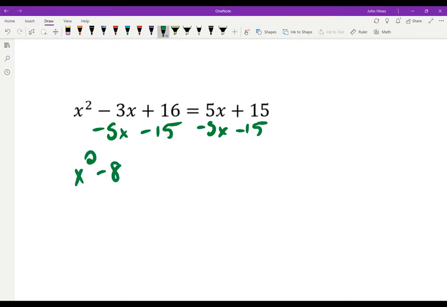X squared minus 8x plus 1 equals 0. I'm definitely not going to factor this, because what multiplies to 1 and adds to -8? So this is a perfect candidate for completing the square. Why is this good for completing the square? X squared, and it's got an even b value.